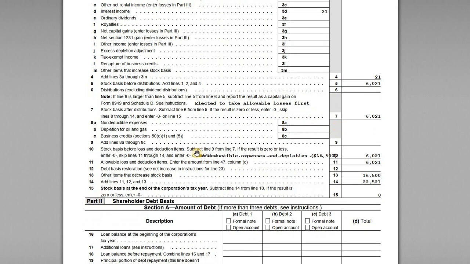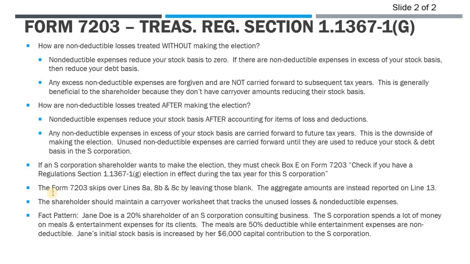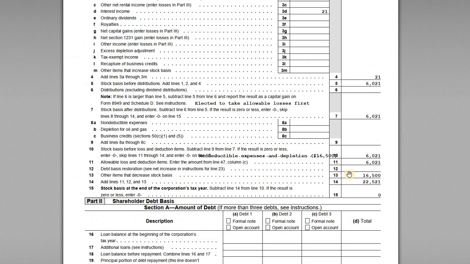So when you make this election to claim the losses first, on the Form 7203 we skip over lines 8a, b, and c by leaving those blank, and then any amounts that we would have had there just get reported on line 13. So if we look here, we have 8a, 8b, and c. Remember, in the previous example, we had an entry for 8a because we had to claim the non-deductible expenses first. Now we're not doing that, right? So what we're doing now is we're skipping these and going down to line 10, right? What is our stock basis before loss and deduction items?